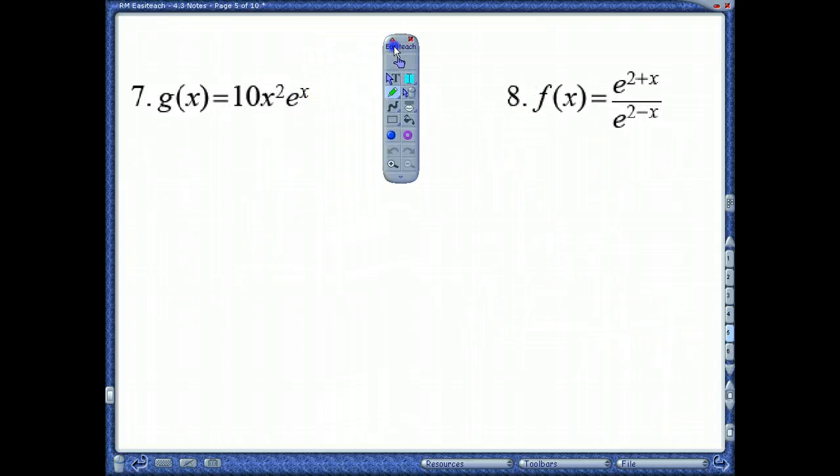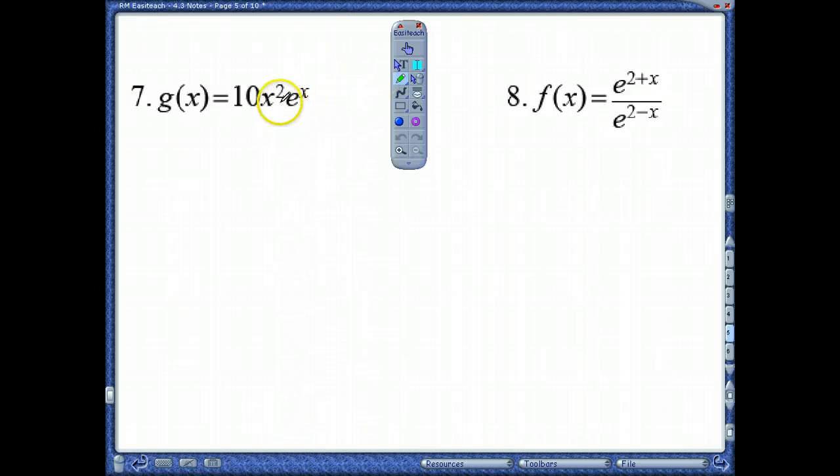Okay, let's see if we can do a product rule. When you're looking at this, you have 10 times x squared times e to the x. You want to split those variables apart, so I'm going to put that multiplication right there because I'm going to take 10x squared as that first guy, what we call f. I'm going to let e to the x be g. Okay, so remember our formula for the product rule, the derivative of f times g as is plus the derivative of g times f as is.